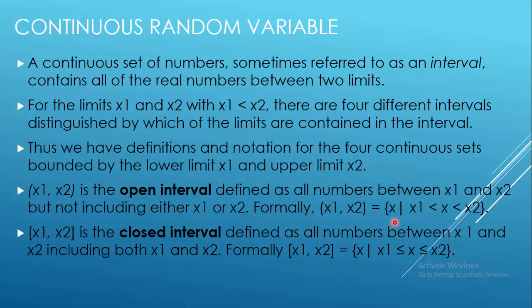So formally it is written like this: x, given that x1 is less than x and x is less than x2, meaning the value of x is greater than x1 but less than x2, excluding x1 and x2. And we have the closed interval as well, where x1 comma x2 written in square brackets is the closed interval defined as all numbers between x1 and x2 including x1 and x2. So formally we write it like this: the closed interval is equal to the set of x, given that x1 is less than or equal to x, and x is less than or equal to x2. So here the values between x1 and x2 include x1 and x2 as well.